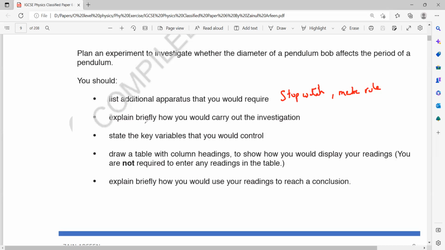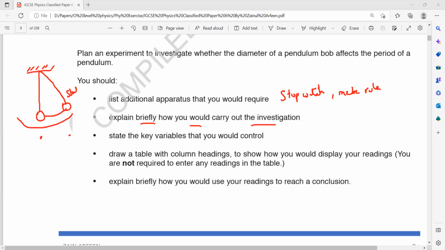The next part: explain briefly how you would carry out the investigation, meaning the procedure of this experiment. So how do we carry out this experiment if we want to work out the time period? First we measure the length of the pendulum, a certain length like 30 centimeter or 20 centimeter. Use a stand and clamp. Then mark the mean position, the center position. Then displace the pendulum to the extreme position. And the moment we release it from the extreme position, we start the timer.